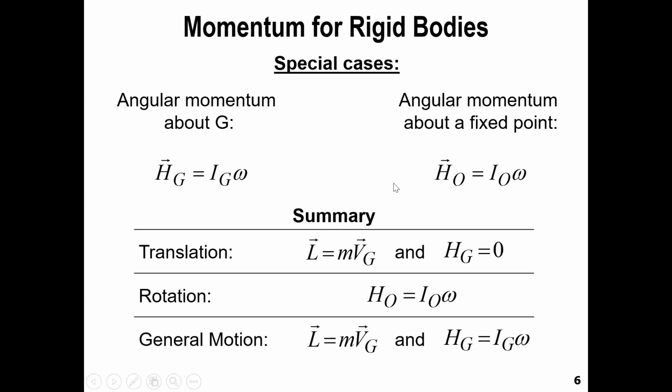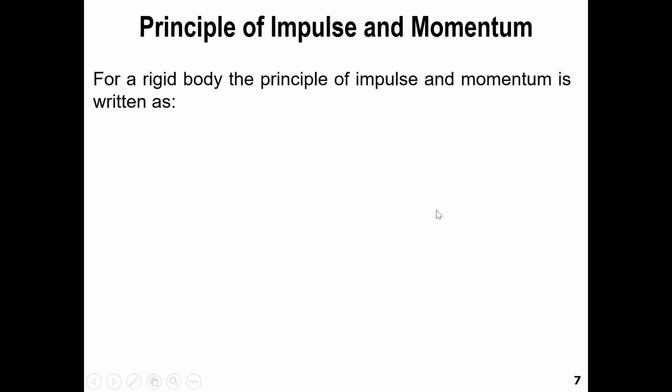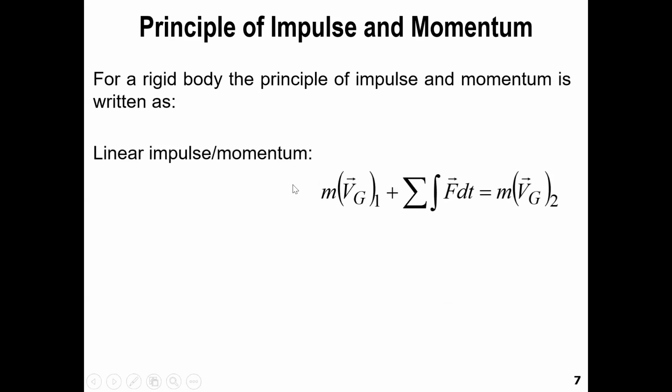So now that we determined linear and angular momentum for a rigid body, we're going to go to the principle of impulse and momentum. If you integrate Newton's second law, F equals ma or m v dot, you can integrate it over time and get this term. So m vg1, which means initial linear momentum, plus external impulse applied to your rigid body is going to give you the final linear momentum. So this is linear impulse momentum relation, momentum and impulse.